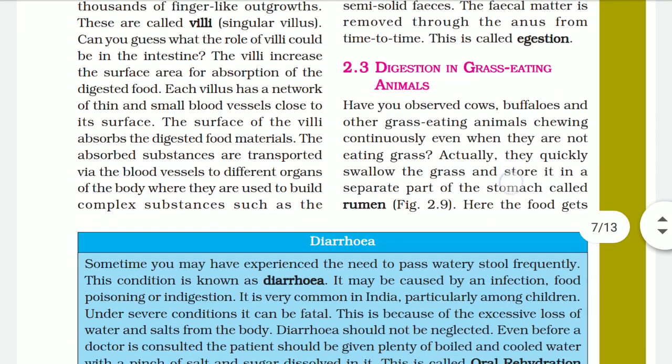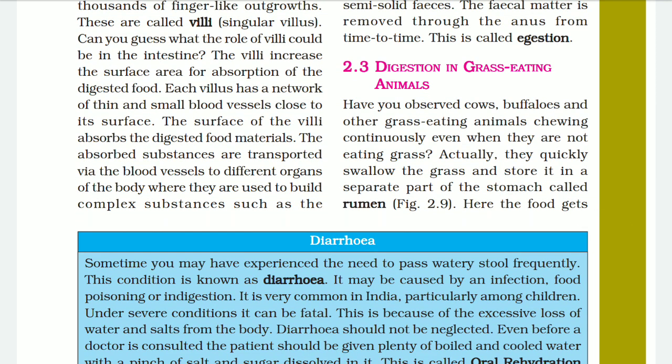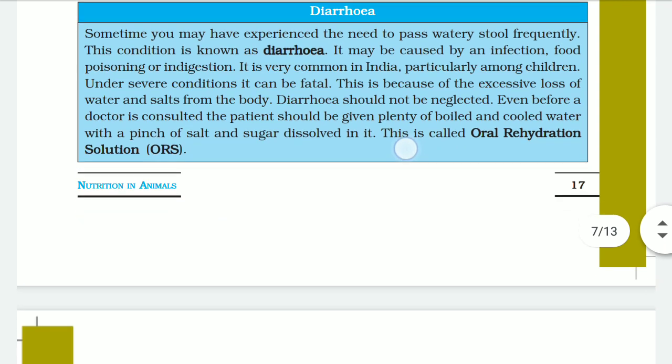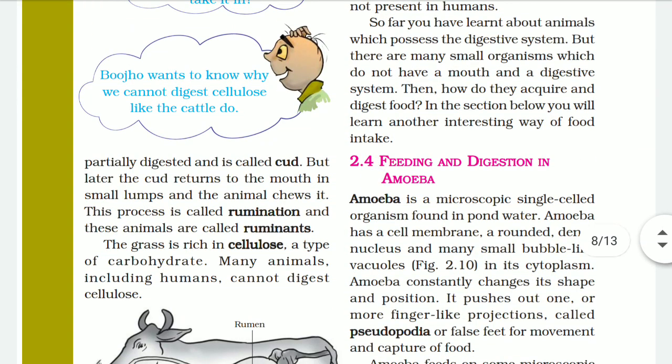Now, digestion in a grass-eating animal. Have you ever observed cows, buffaloes, and other grass-eating animals chewing continuously even when they are not eating grass? Whenever they eat grass, they simply swallow it and store it in a separate part of the stomach, which is known as the rumen, and that is why they are also called ruminant animals. They have a special structure, and when they sit, they bring that food back and start digesting it. That partially digested food is called cud.